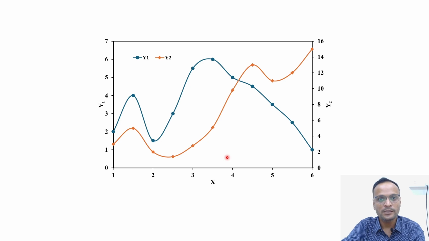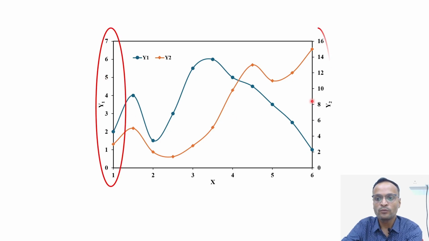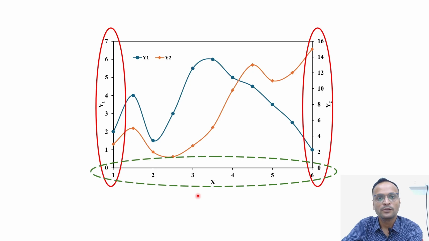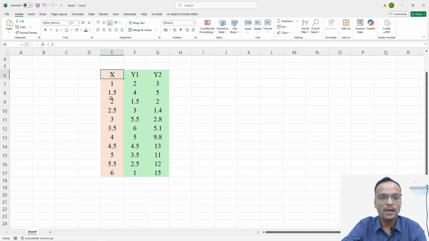Hello friends, in this video we are going to learn how to make two y-axis, like y1 and y2, with the same x-axis. Okay, so let's go to the Excel sheet. Here we can see we have one x-axis value and two y-axis values, y1 and y2. We have to plot both y1 and y2 data with the help of the same x.